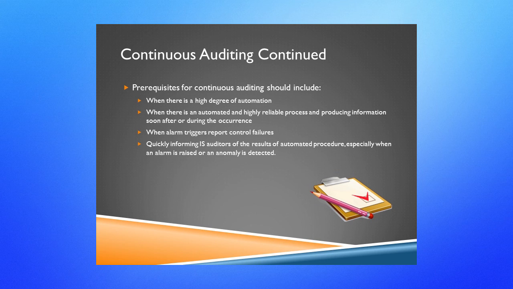It also helps us quickly inform IS auditors of the results of the automated procedures, especially when an alarm is raised or an anomaly is detected. What does that mean? Again, because auditing was already on. Remember, this is something that is on when the event occurs, when the alarm triggers, when an alarm is raised, when the anomaly is detected. Because we have the continuous auditing on, it allows us to look at that information and to see the results of what was going on with that procedure.